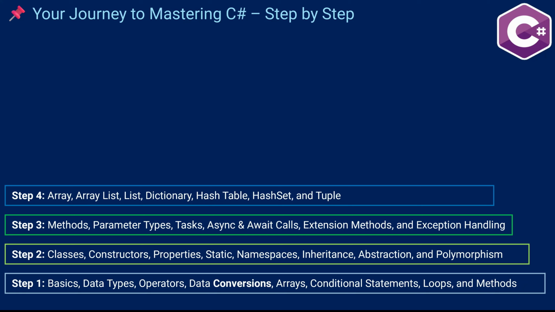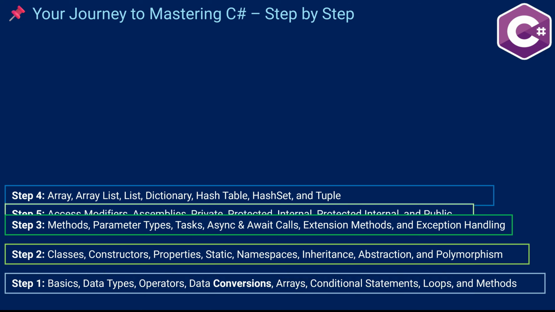So this is a very important step because arrays store fixed size data, lists allow dynamic storage, and dictionaries provide fast key value lookups. Hash tables optimize searching, hash sets prevent duplicates, and tuples group multiple values together. These structures improve performance and memory usage. Once you are confident in this step, you will be able to manage data efficiently like a pro.